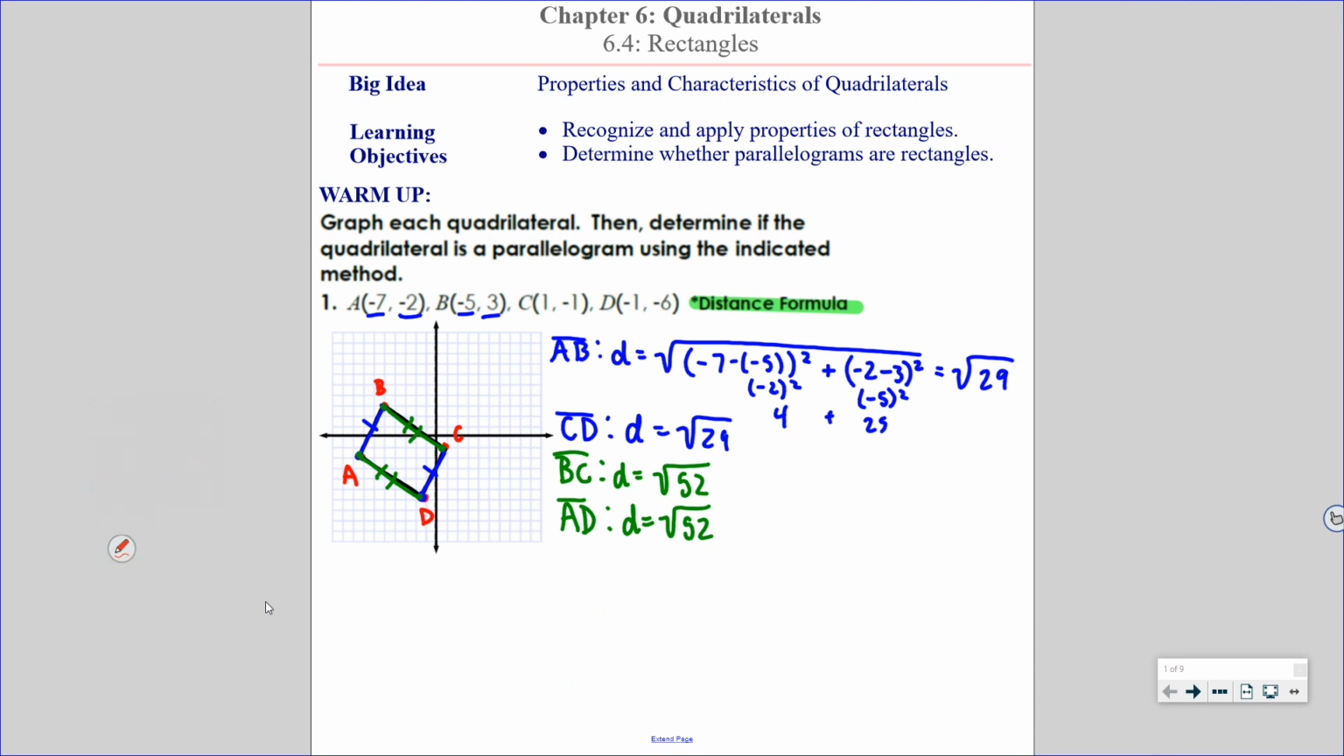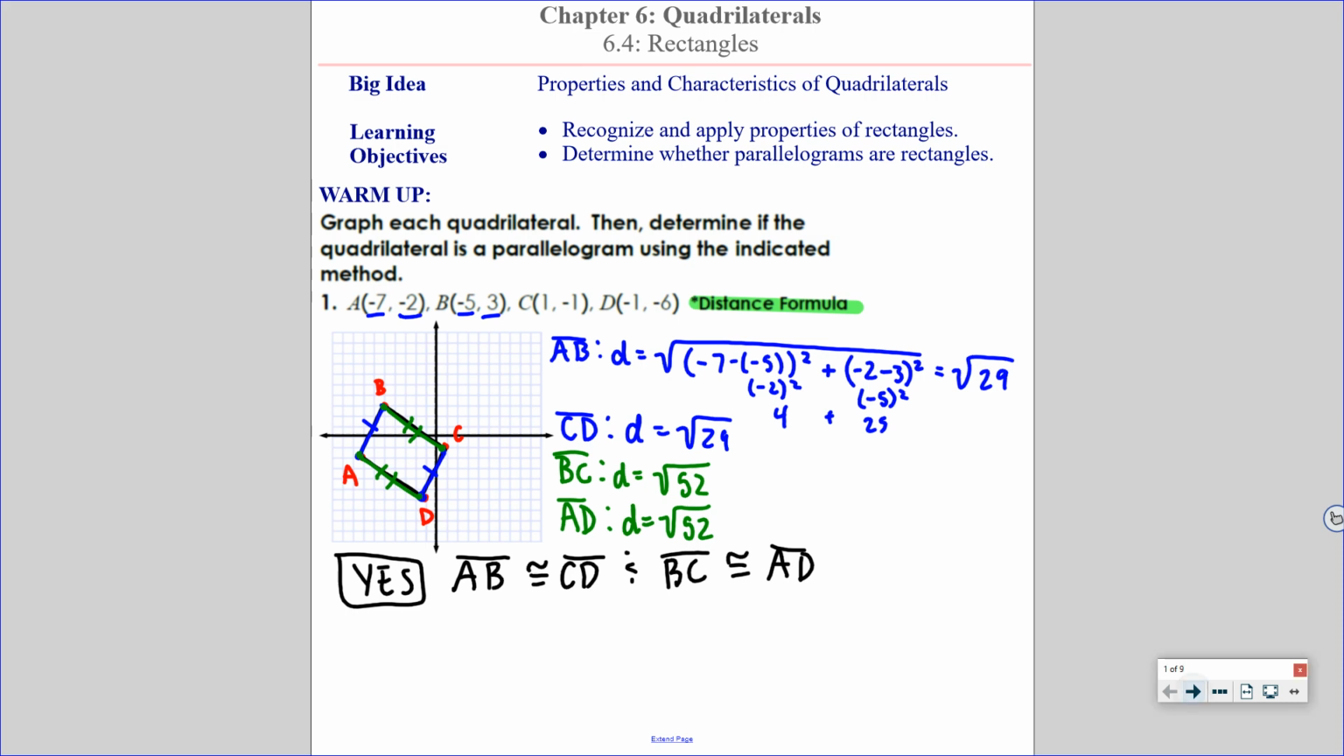Is this enough to say it's a parallelogram? Yes. It is a parallelogram because the opposite sides are congruent. Both pairs. AB is congruent to CD, and BC is congruent to AD. That's what we've got to show to determine if it's a parallelogram. We do that actually again today.